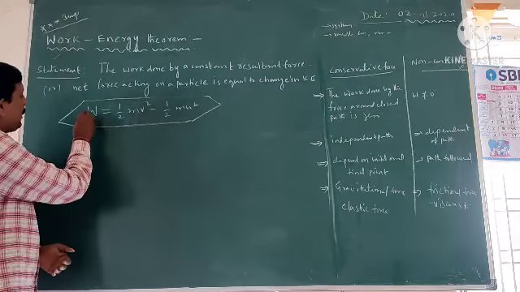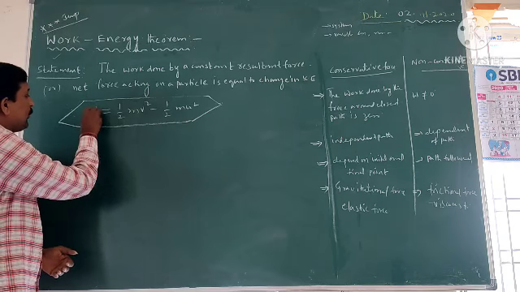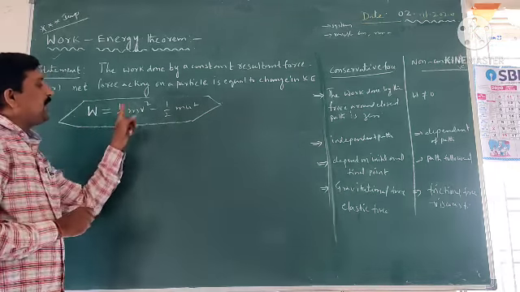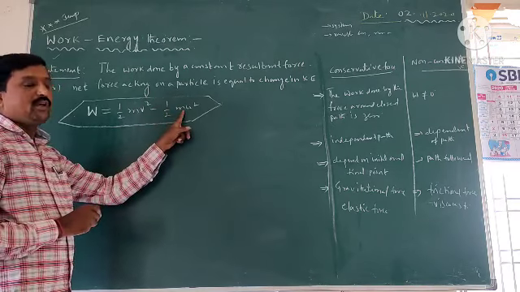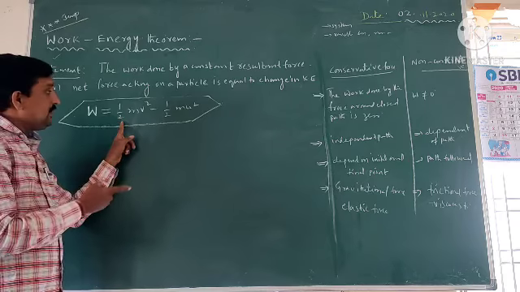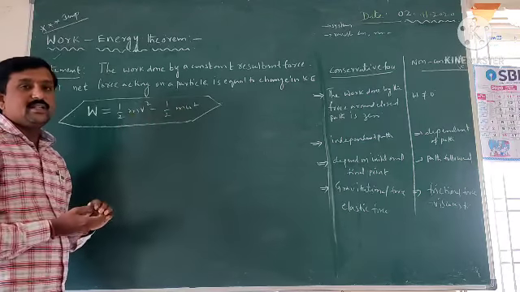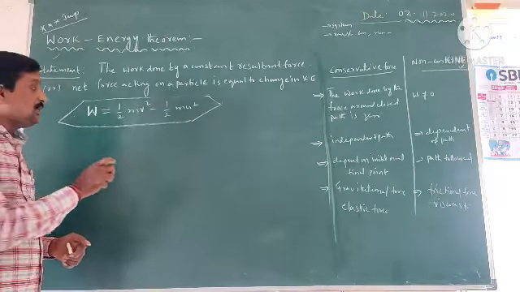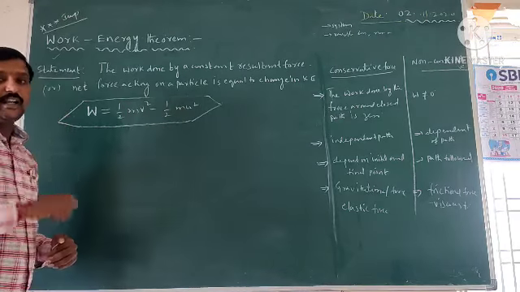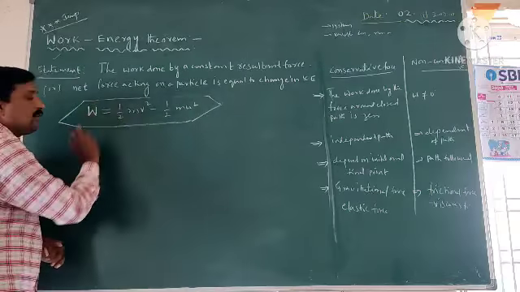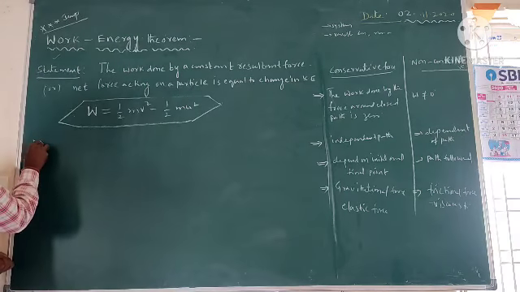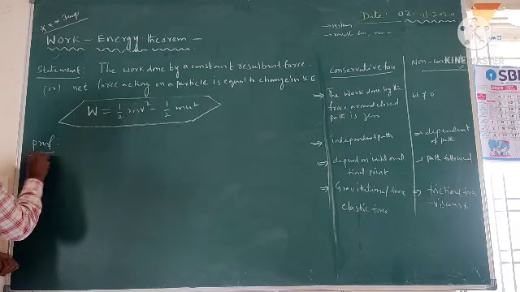The mathematical formula: W is equal to half mv square minus half mu square. Half mv square is the final kinetic energy, and half mu square is the initial kinetic energy. So half mv square minus half mu square is the change in kinetic energy. The work done is equal to the change in kinetic energy. So let us prove the work energy theorem.